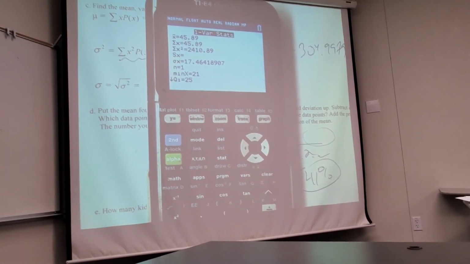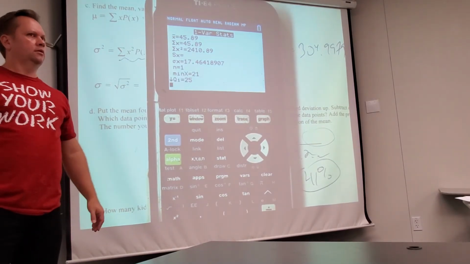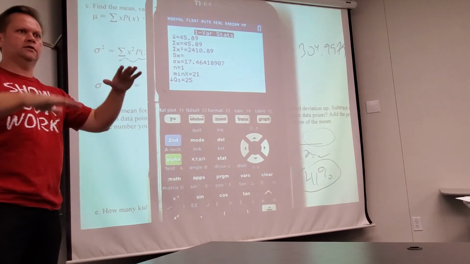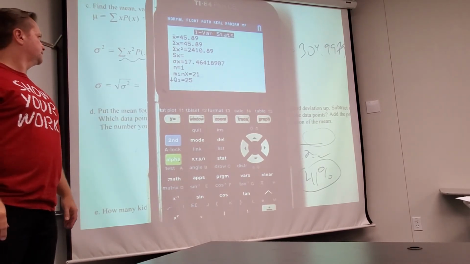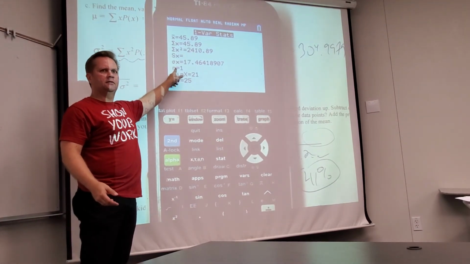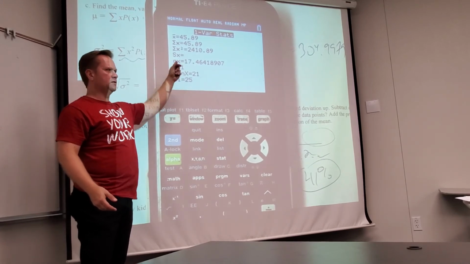I know I always do this and somebody's like, why do we do all that then? Because that's you learning and this is you checking. Two different things. Look at what it says here, n is 1. What do you think that really means? The sum of the probabilities is 1. That's what it means there.